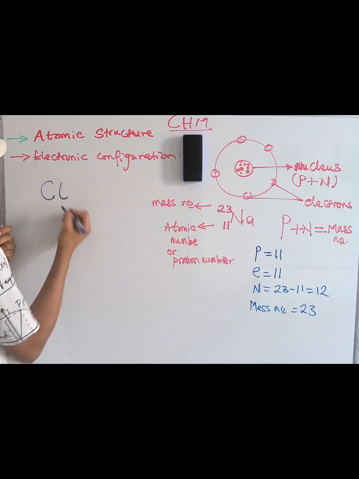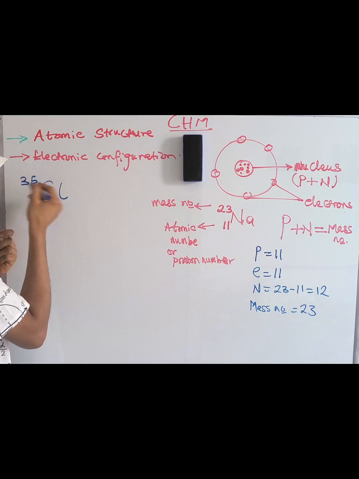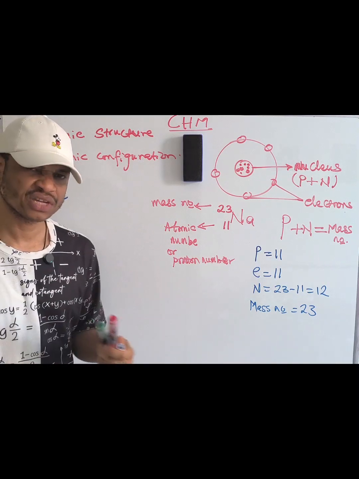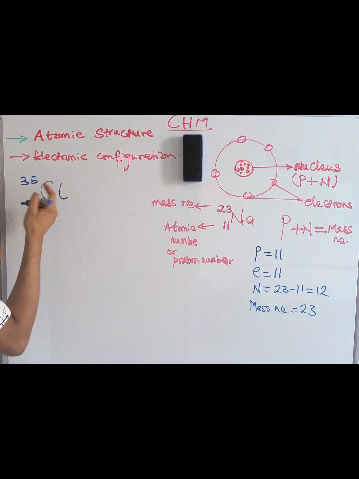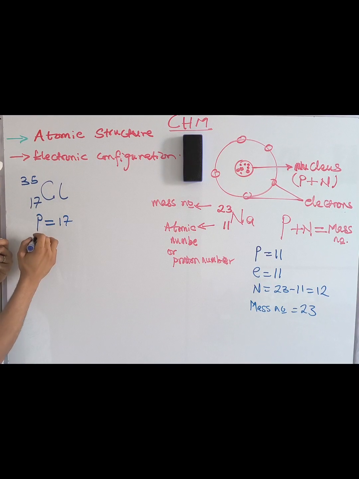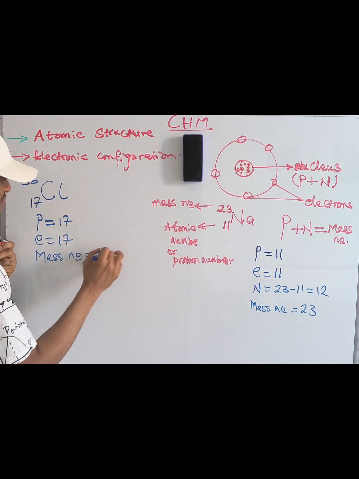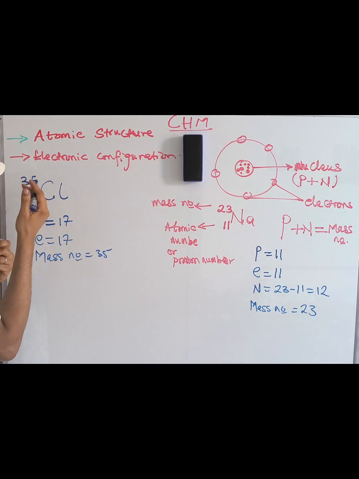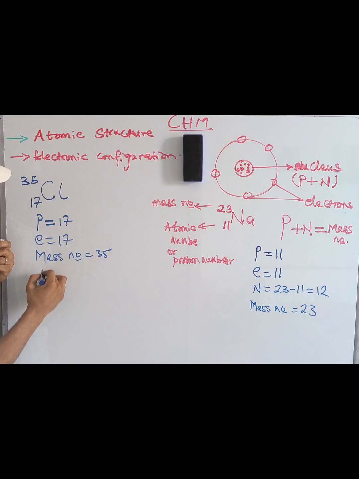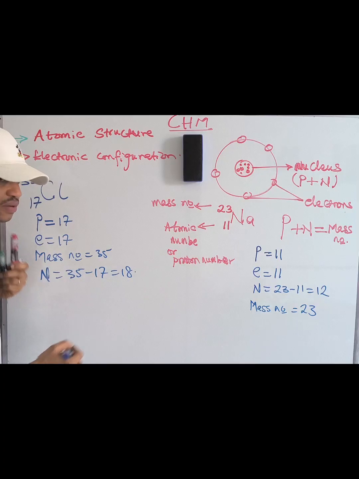Let me give another one. Let's say chlorine. Chlorine is the 17th element. And let's take this 35.5. Let's just approximate. Okay? All right. So for this, the proton is 17. The electron is 17. The mass number is 35. And the neutron is 35 minus 17, which is 18.